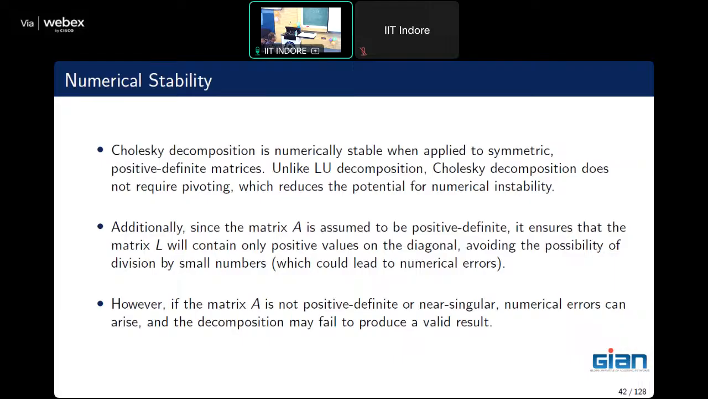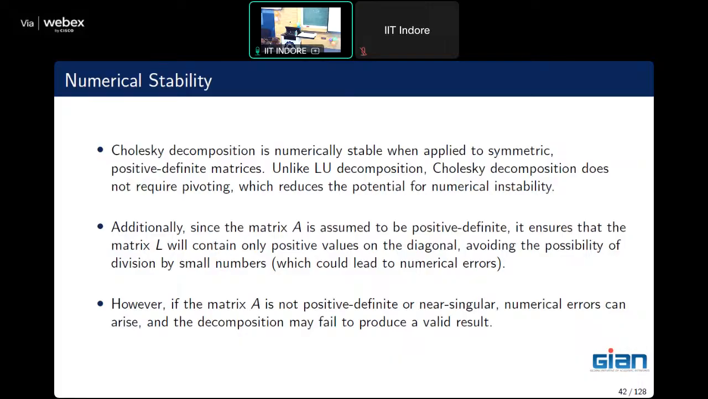Cholesky decomposition is, as I told you, unlike the LU decomposition, Cholesky decomposition doesn't require pivoting, which reduces the potential for numerical instability. Additionally, since the matrix A is assumed to be positive definite, it ensures that the matrix L will contain only positive values on the diagonal, avoiding the possibility of division by small numbers. So if it is a positive definite matrix, obviously its diagonals are non-zero positive, and you know that eigenvalues are strictly positive, greater than zero, for the case of a positive definite matrix.